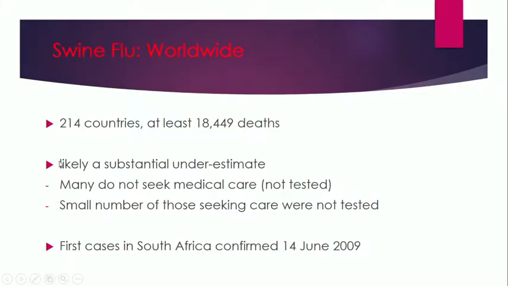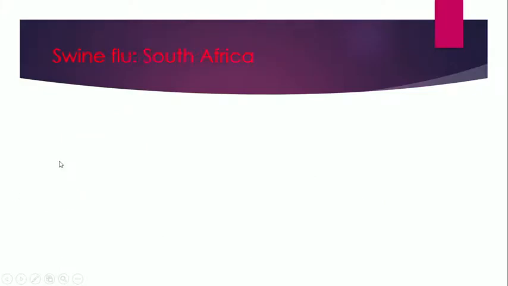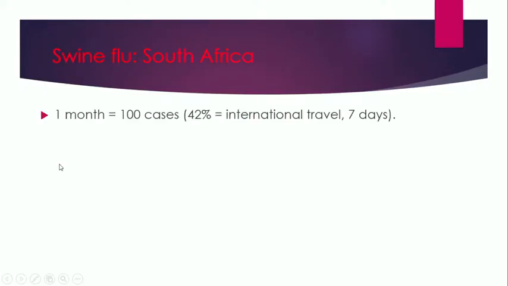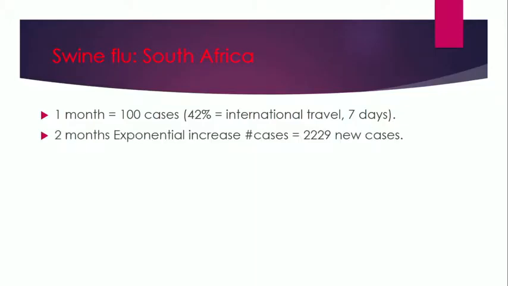And what we found is that it then hit South Africa on the 14th of June. Okay, so this is where it became interesting. Within the first month, so that's 14th of June to around the 14th of July, there were only 100 cases. But 42% of these 100 cases had a history of travel, and they developed symptoms within 7 days of getting back. So that would indicate that it happened slowly because it was all being brought into the country and the virus hadn't established itself yet.